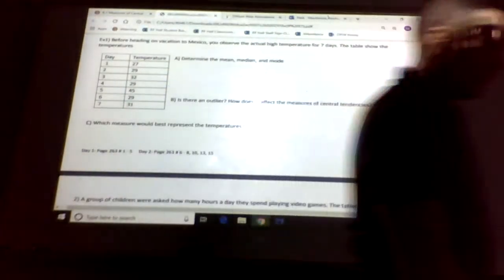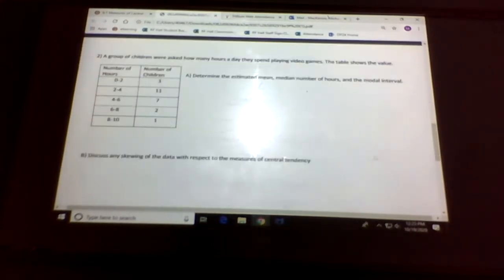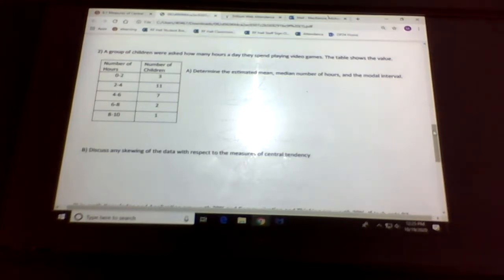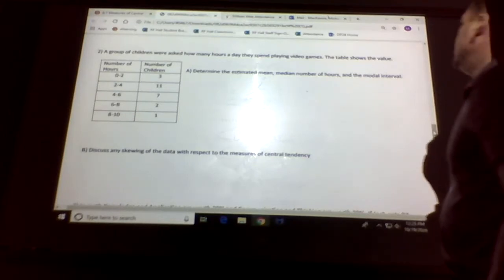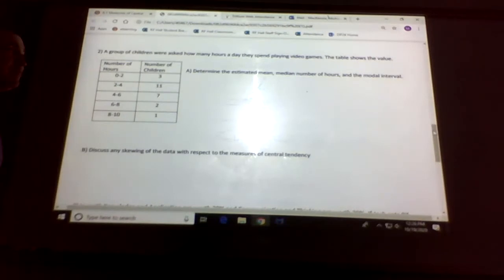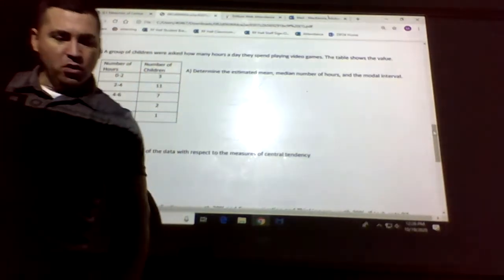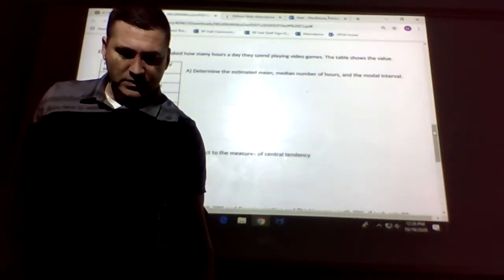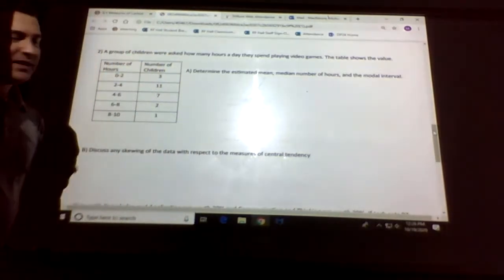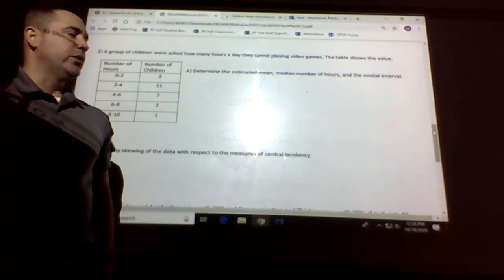Let's get to the next example. A group of children were asked how many hours a day they spend playing video games. The table shows the values. Determine the estimated mean, the median number of hours, and the modal interval.